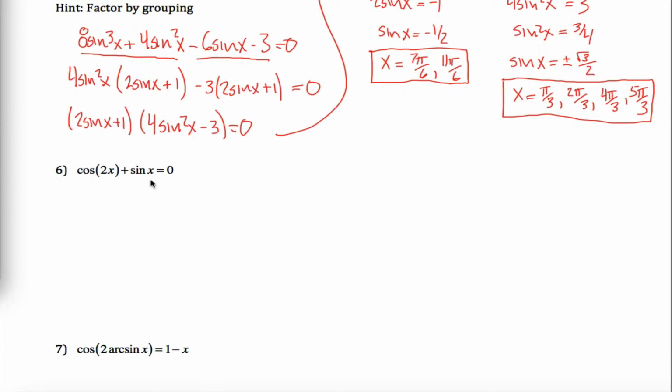All right, moving on. Cosine of 2x plus sine of x equals 0. This one's tricky because you have cosines and sines, which makes things challenging. And furthermore, we don't even have cosine of x and sine of x. We've got cosine of 2x. How am I going to deal with that?